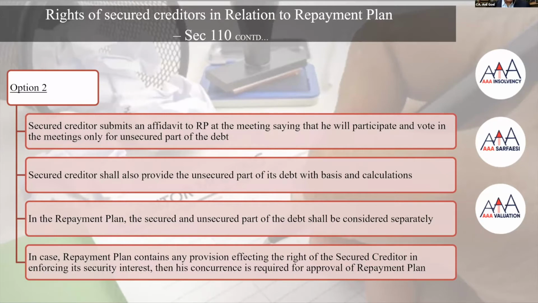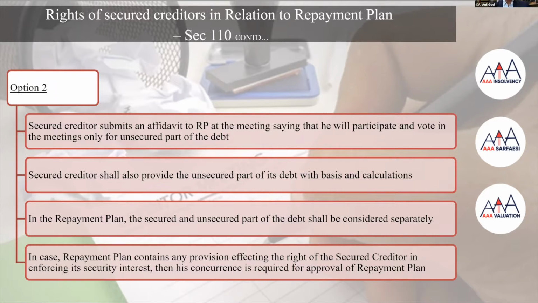In the repayment plan, the secured and the unsecured part of the debt shall be considered separately. However, in case any repayment plan which is getting approved has some adverse impact on the rights of the secured creditors regarding the enforcement of the security interest, then the concurrence of the secured creditor is required for approval of the repayment plan.